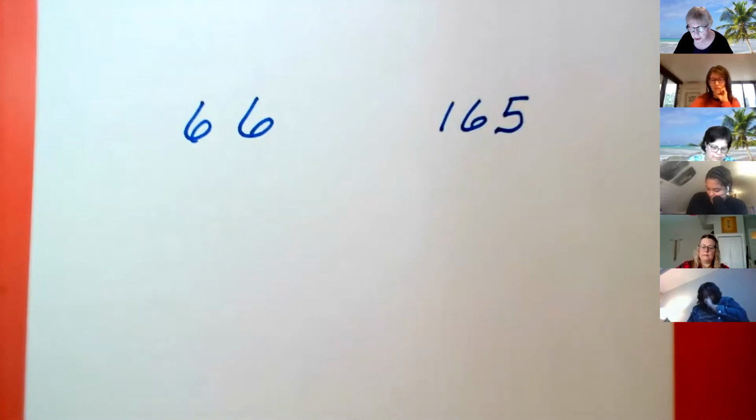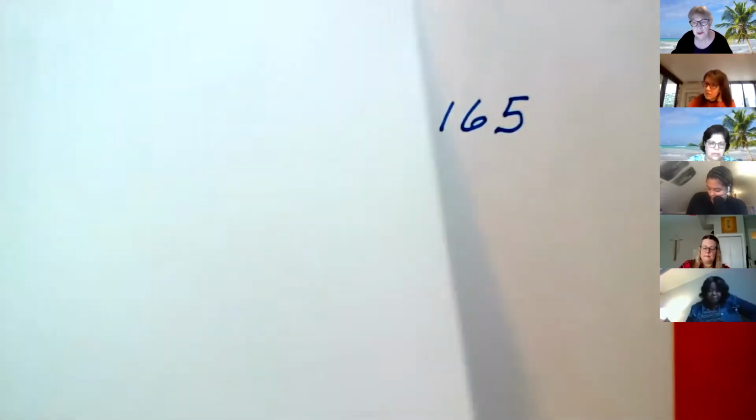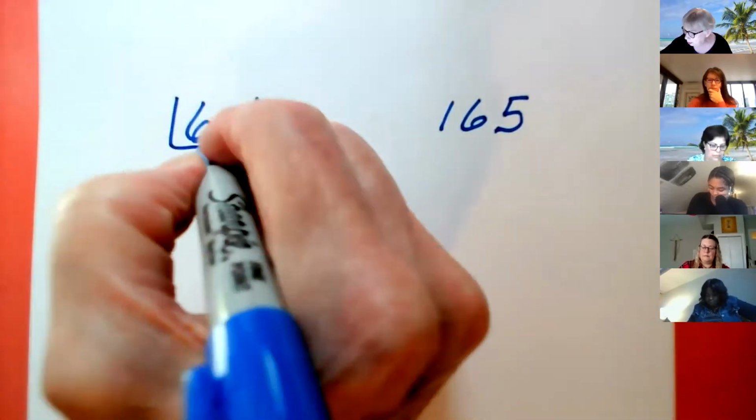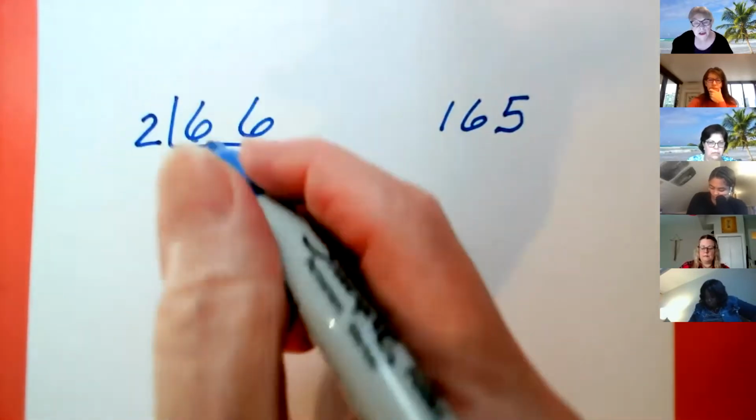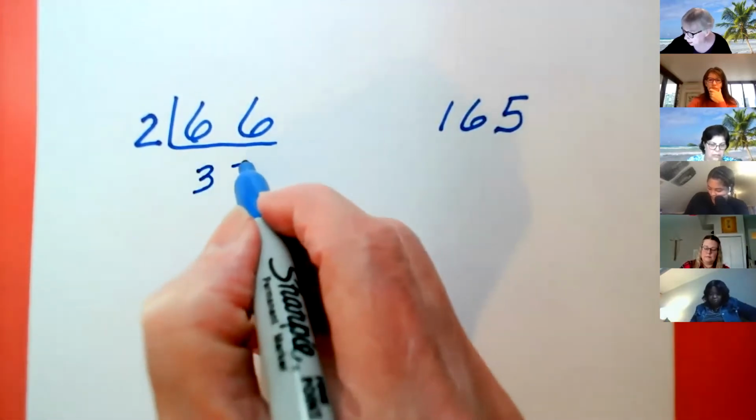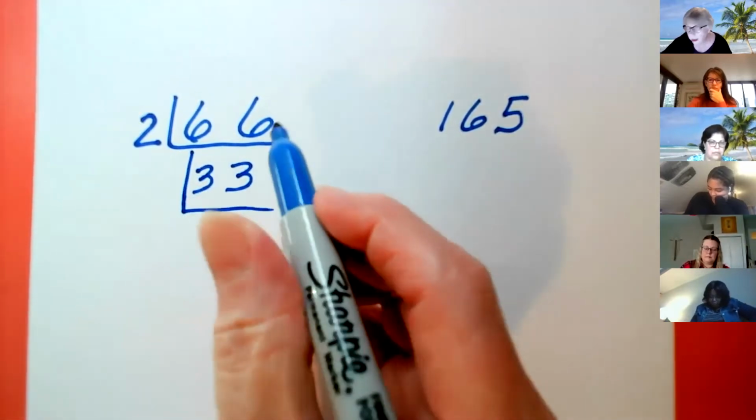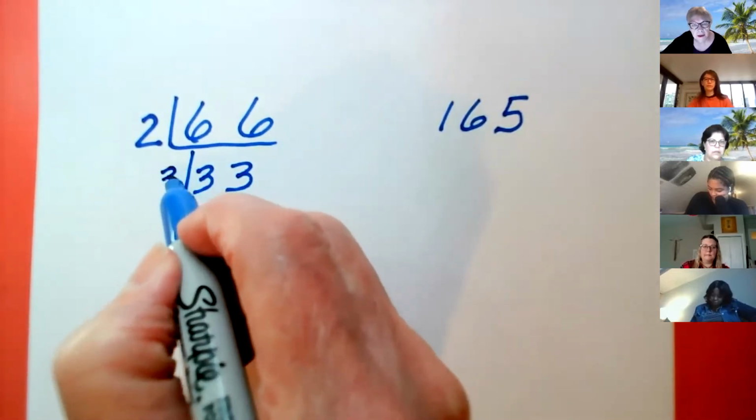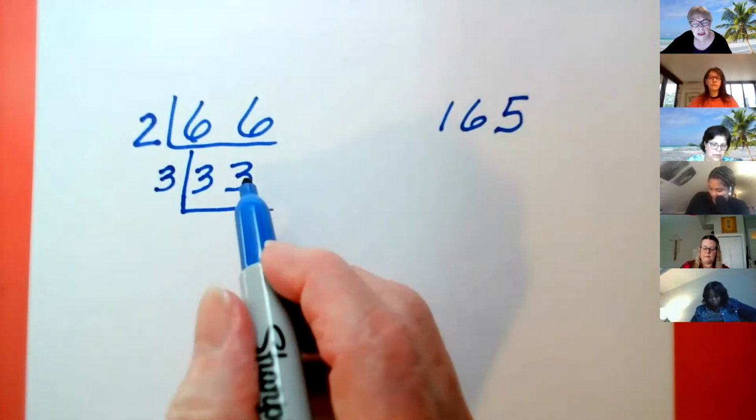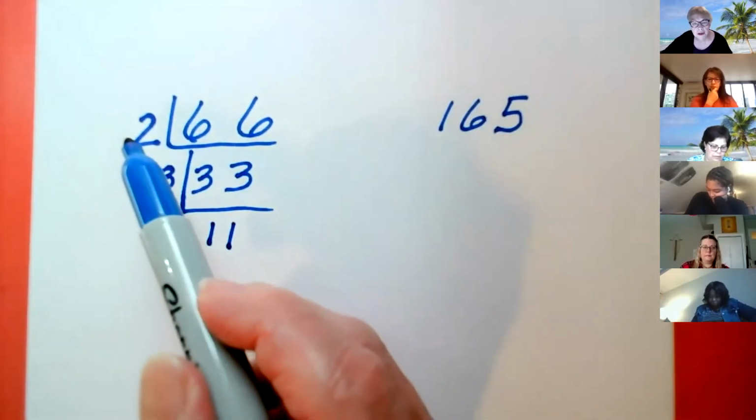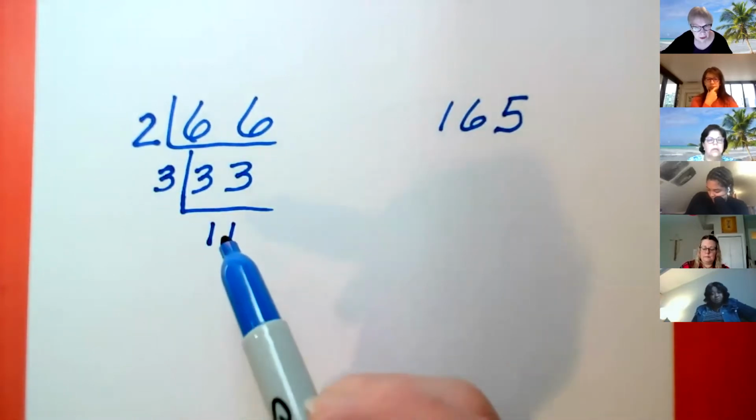So you take the two denominators. All I did was pull out the 66 and the 165, and I'm going to prime factor them. So this is even, so divide by 2, and this is 33. And this adds to 6, so it would divide by 3, and 3 into 33 is 11. So those are the factors, 2 and 3 and 11.